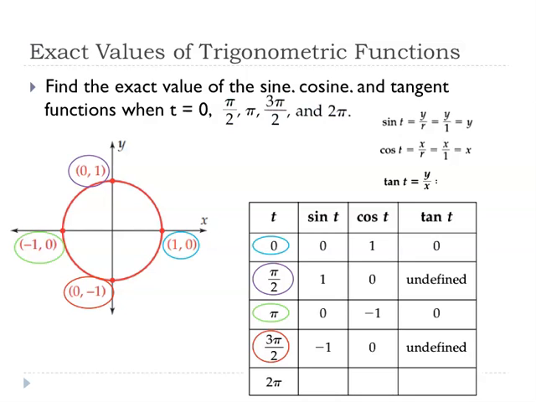All right, and then 2 pi, well, this is actually just the same as at 1, 0, because we're back where we started, so this is going to be the same as the values for when t equals 0, so that would be 0, 1, 0.